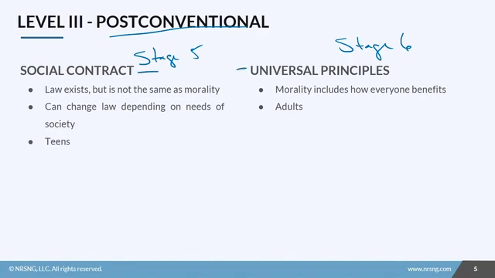With social contract, this is going to be most of your adolescents and your teens, and they start to realize that law exists, but it's not quite the same as morality. They understand you have to follow the law because the rules are set up for society, but they understand that some of the laws may sometimes not make sense, and at this point, they can challenge law, or they realize that they can change it depending on the needs of society. So if they find a particular law or rule that doesn't make sense, they can start to challenge the system.